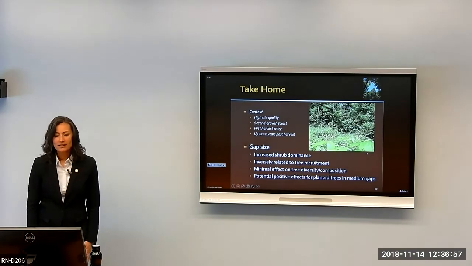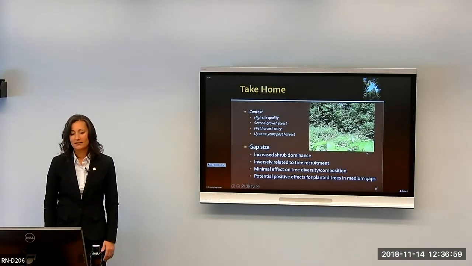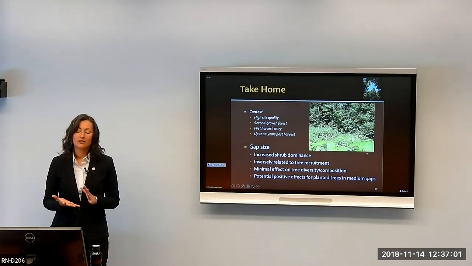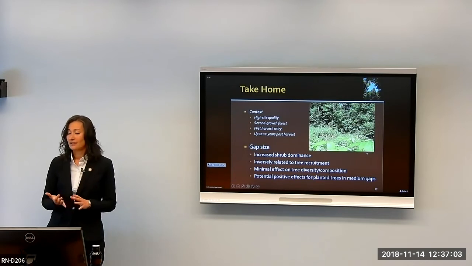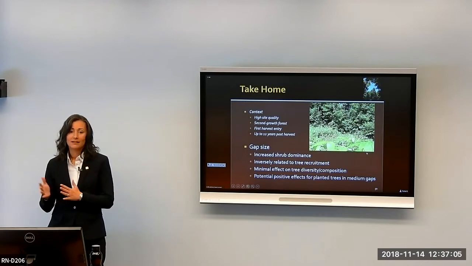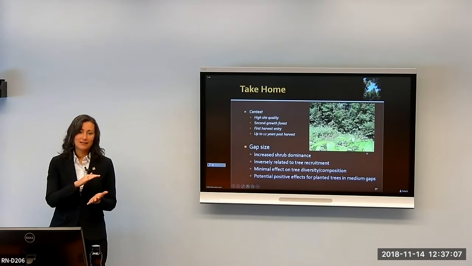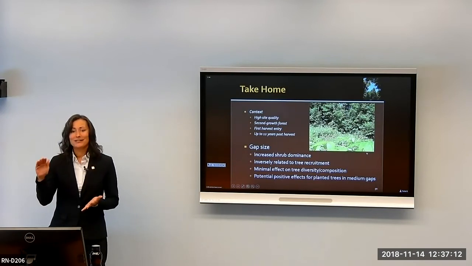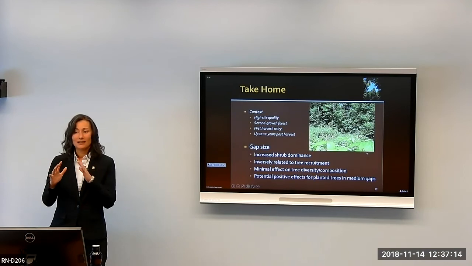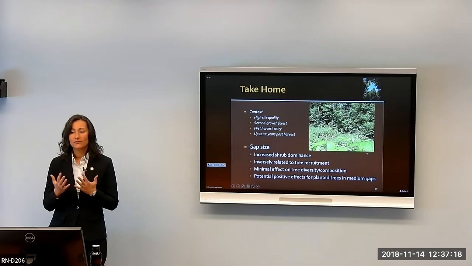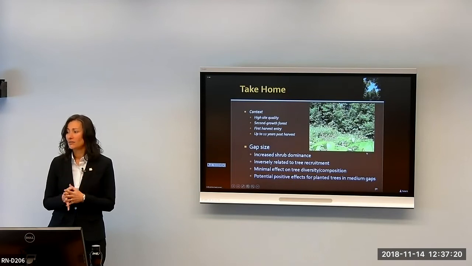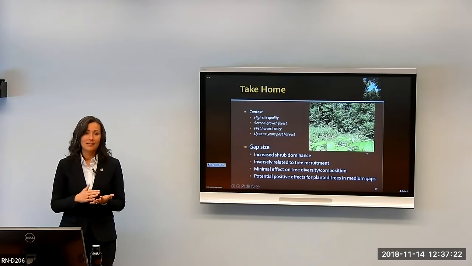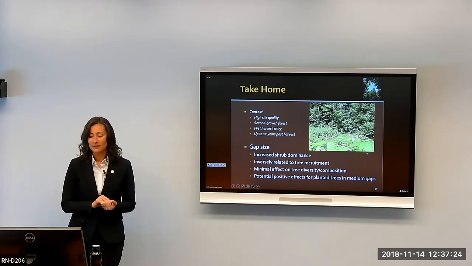So some of the take-homes from this study, some of the patterns we saw included increasing gap size led to more shrubs on site. Increasing gap size led to less natural tree regeneration. Increasing gap size resulted in the medium gap size being a trade-off for growth and survival that has potential for some of the species that we're interested in to maintain in these types of forests.